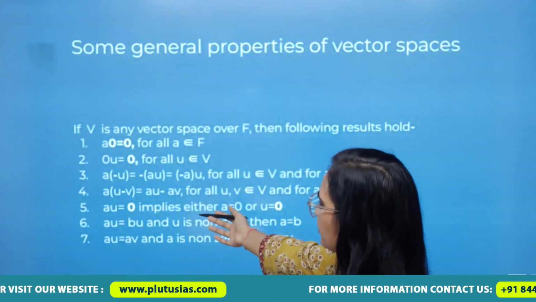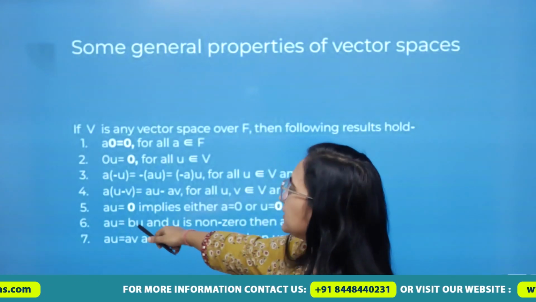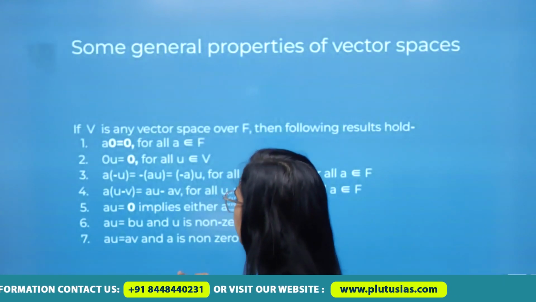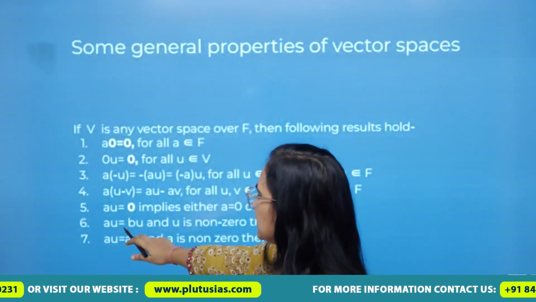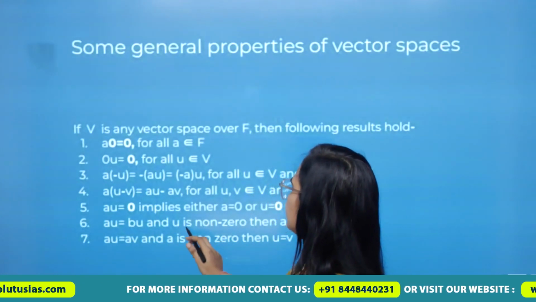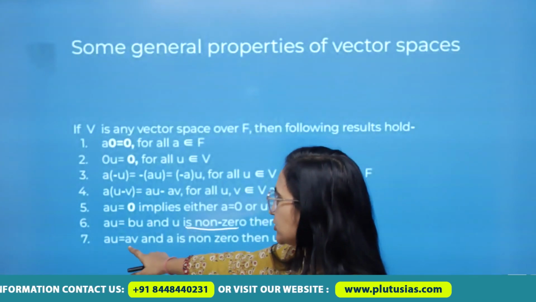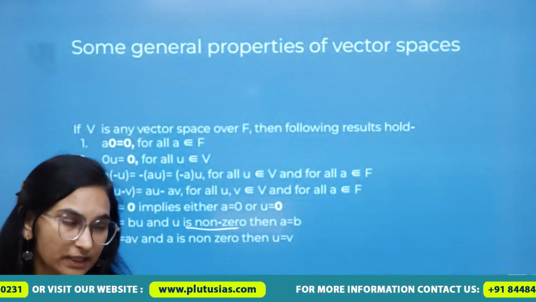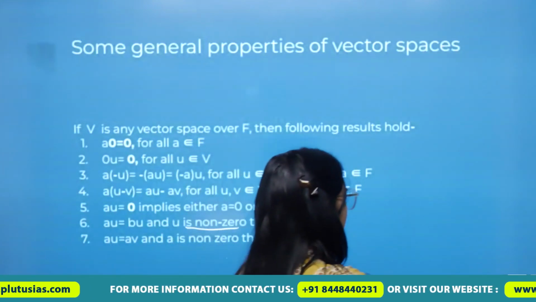If AU is equal to 0, then either A should be equal to 0 or U should be equal to 0. Again, if AU is equal to BU and it is given that U is non-zero, then what will be the result? If U is non-zero, then A is equal to B. And if AU is equal to AV and it is said that A is not equal to 0, then U must have been equal to V.